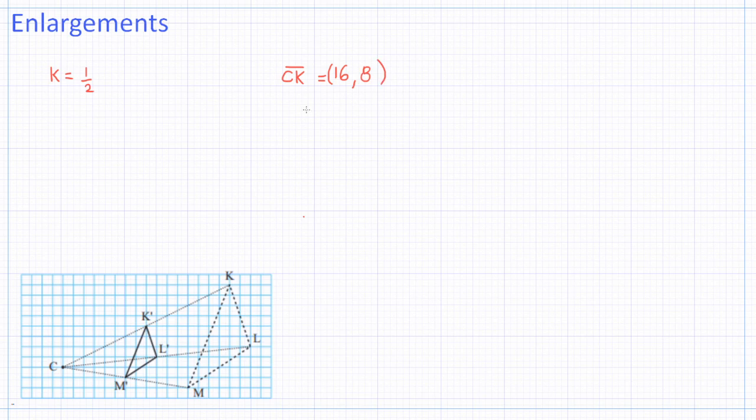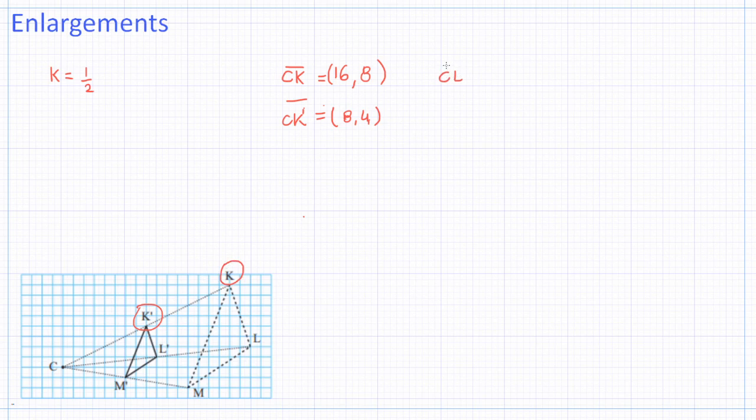So if I want to make it half the size, K prime, well, since our scale factor is a half, that's half of that, and half of that. So if we do 8 and 4, 1, 2, 3, 4, 5, 6, 7, 8, and 4 up, 1, 2, 3, 4. So we find our K and K prime. And we can do the same thing for L and for M.